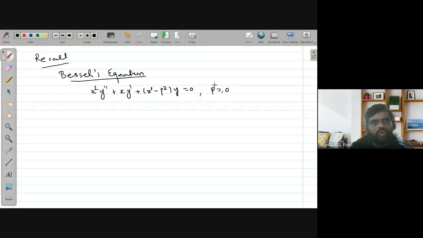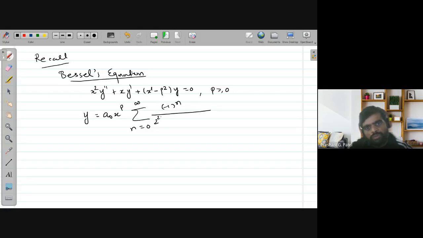And we have solved this Bessel's equation using the Frobenius method. And we got the solution: a0 x raised to p, summation n running from 0 to infinity, minus 1 raised to n upon 2 power 2 raised to n into n factorial, (p plus 1) up to (p plus n), into x power 2n.